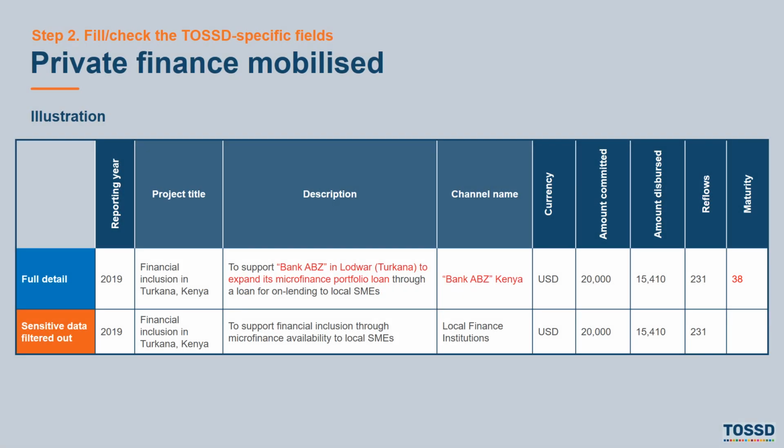This table shows an example of how you could filter out sensitive data. Instead of mentioning the bank that would be supported, you could simply refer to the kind of institution. In this example, it would be local finance institutions. At the same time, you can simply delete information on maturity.